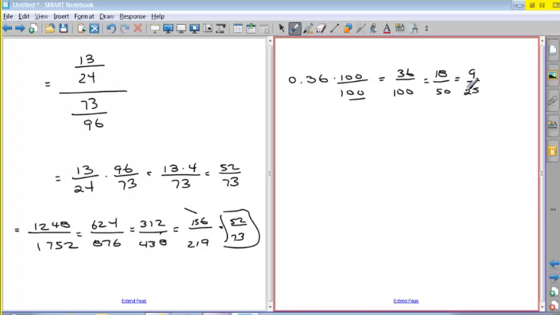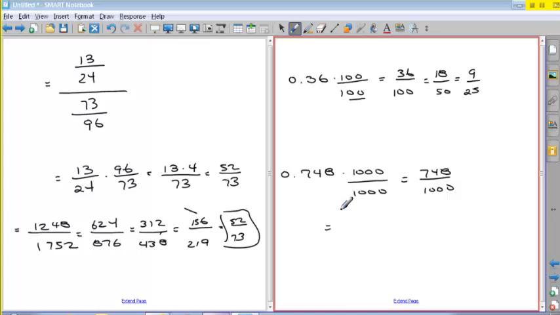I plug that in my calculator. 9 divided by 25, I get 0.36. So there's no reason you should ever get these wrong. You just have to make sure you include all the steps. Okay, then let's do a 3-digit one. I've got 2 2-digit ones and 2 3-digit ones. So let's say it's 0.748. There are 3 digits, so I multiply with 3 zeros, which is 1,000. So I get 748 over 1,000.